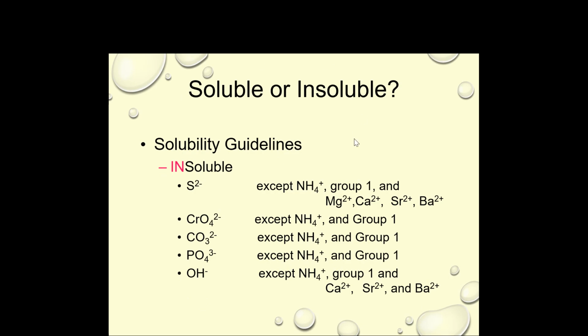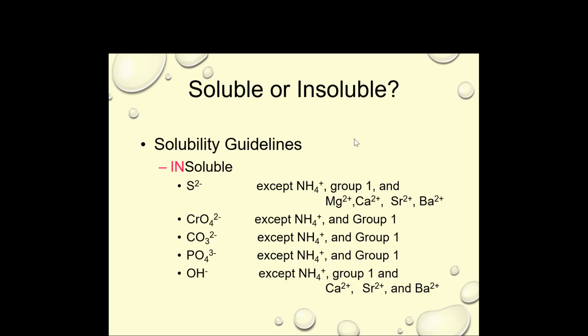So these are all insoluble. Anything that ends in a sulfide is going to be insoluble. Anything that has a chromate as its anion is going to be insoluble. Anything with carbonate is going to be insoluble. Anything with phosphate is going to be insoluble. The exceptions here are the times when these anions are going to be soluble. These are the exceptions to the insoluble rule.